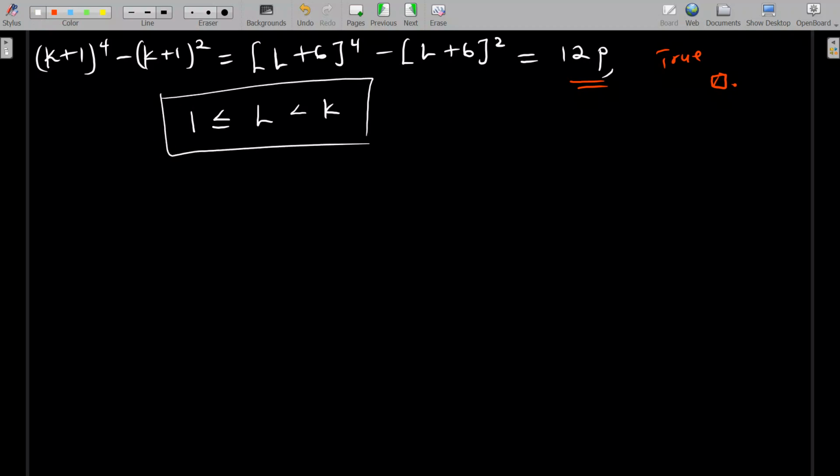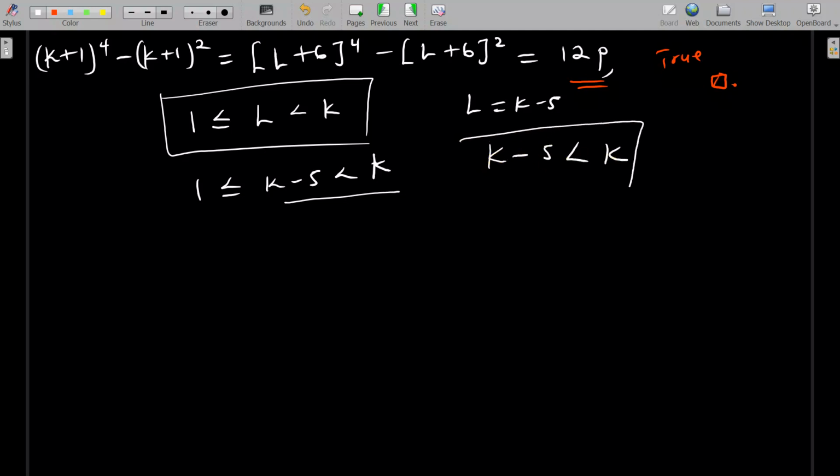Now let's put L equal to K minus 5 inside this. So 1 is less than or equal to K minus 5, less than K. Looking at this side of the inequality, K minus 5 is actually less than K. That is true. Now we have 1 less than or equal to K minus 5. Is this true or not?